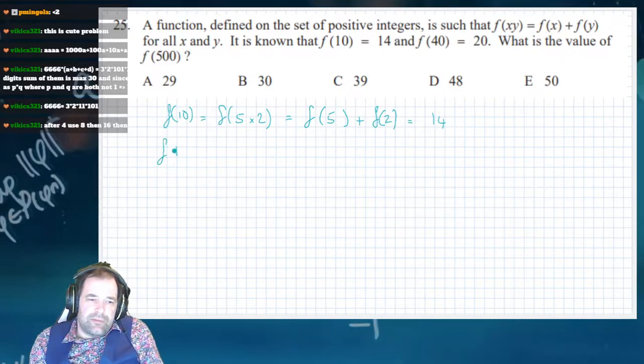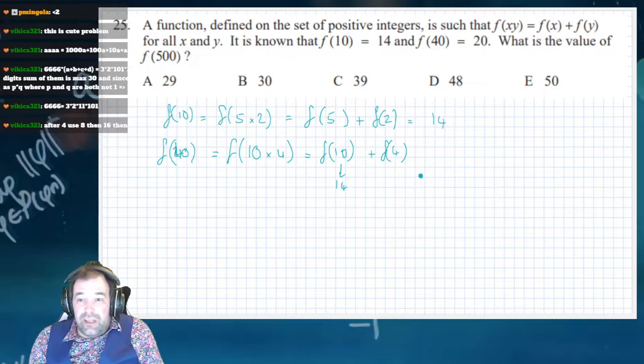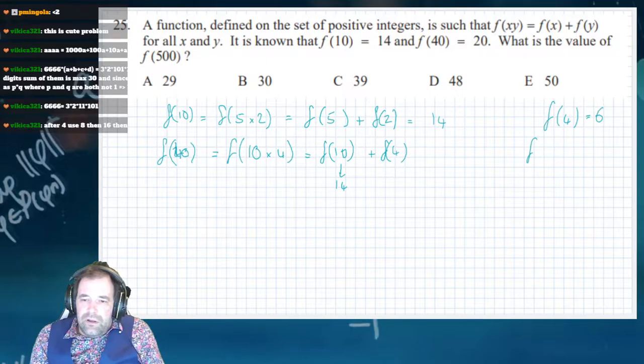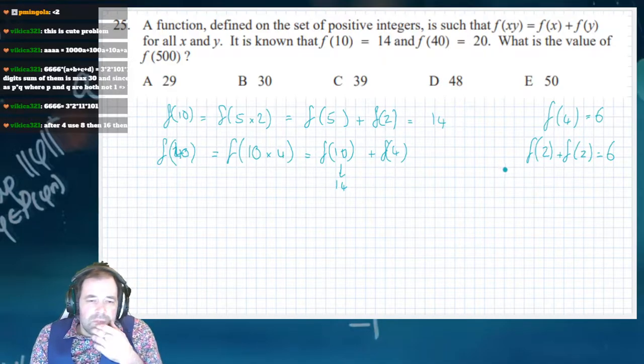We can say that f of 40 is the same as saying f of 10 times 4, which is f of 10, which we know is 14, plus f of 4. So we know that f of 4 equals 6. Or f of 2 plus f of 2 also equals 6. Okay.